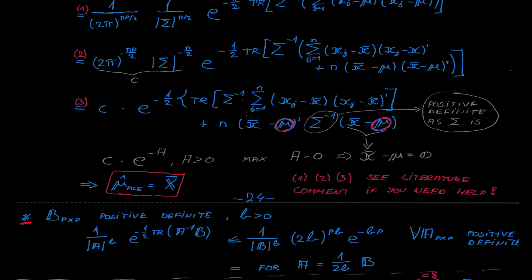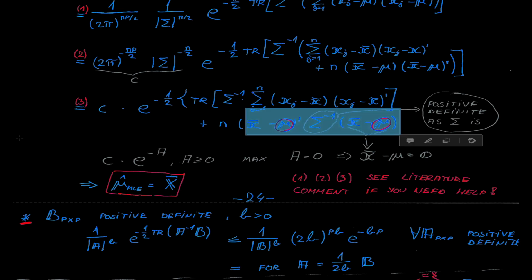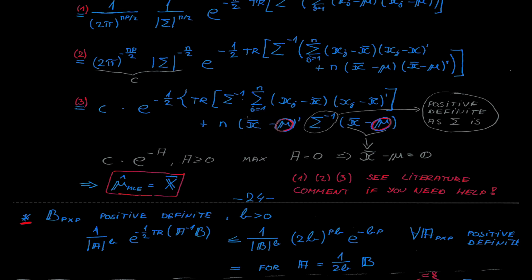Because if this vector is not 0, then by the definition of positive definite, we know that this is larger than 0. And in order to maximize this, we know, because now that this is always larger or equal than 0, it is larger than 0 if this is different than 0. But if this is 0, then this is 0, and that is our maximum.